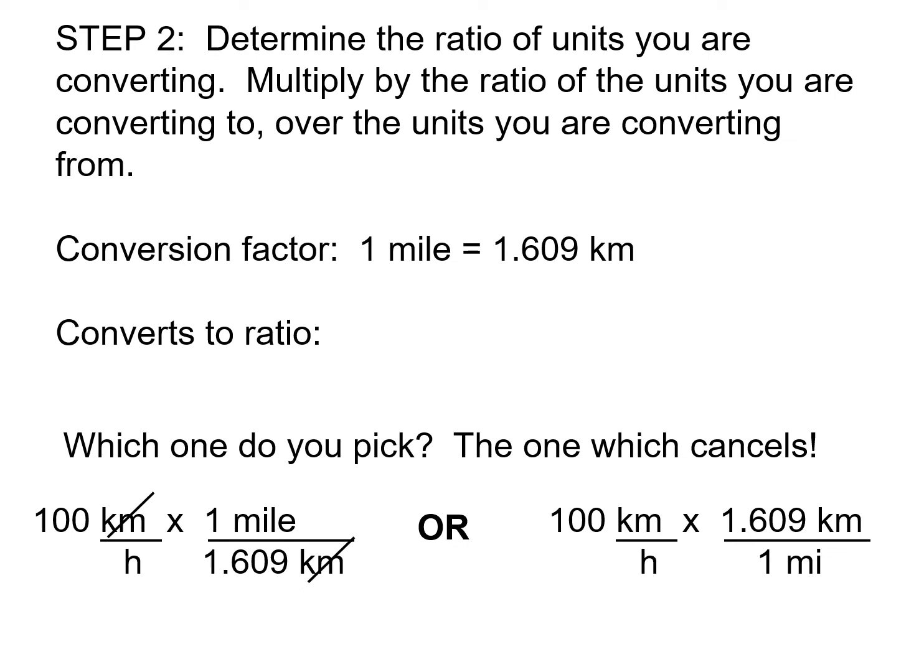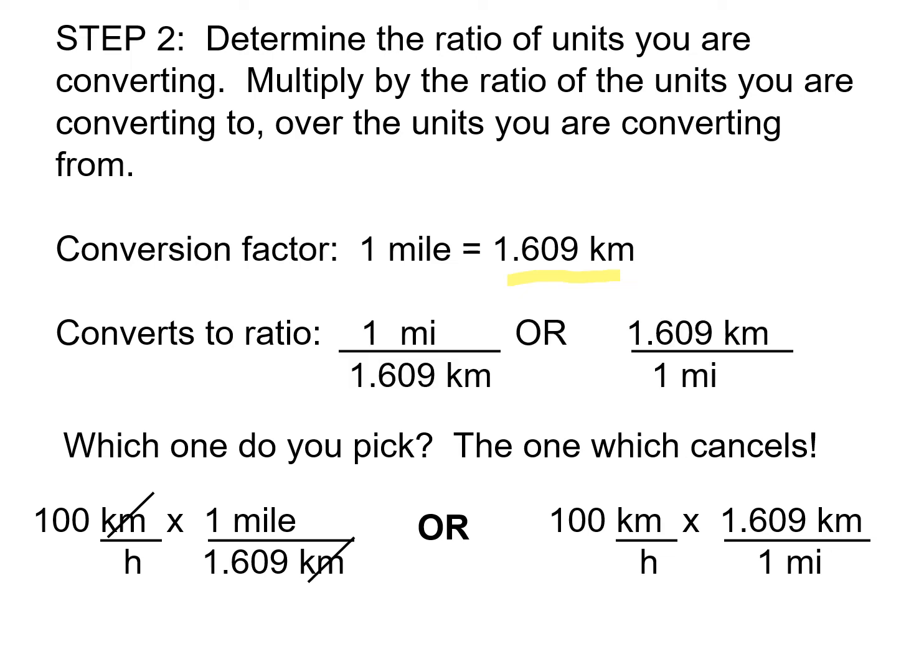Then you're going to multiply the ratio of the units you are converting by the ratio of the units you are converting to, okay? So 1 mile is roughly 1.609 kilometers, okay? This converts to a ratio. So we're looking at 1 mile equals 1.609 kilometers, okay? So we're saying that within 1 mile, there's 1.609 kilometers. Or you could say it reverse, okay?